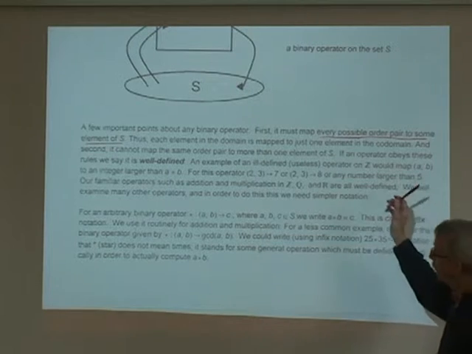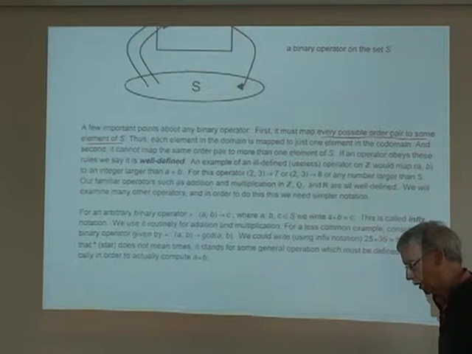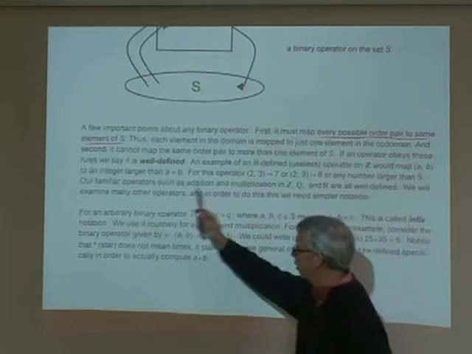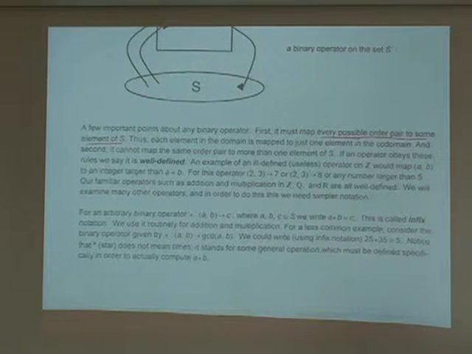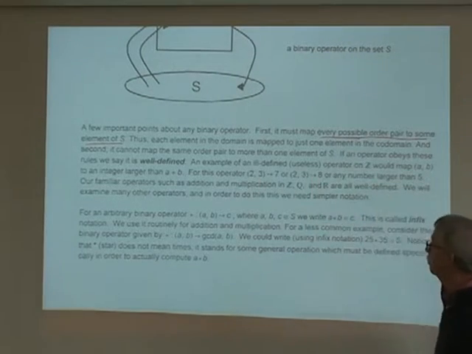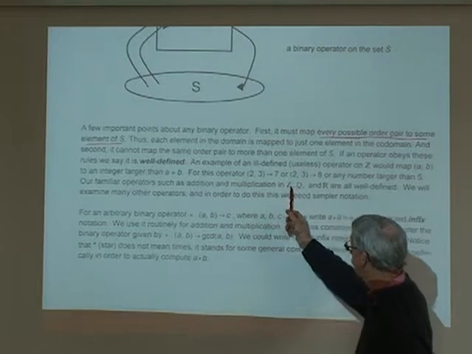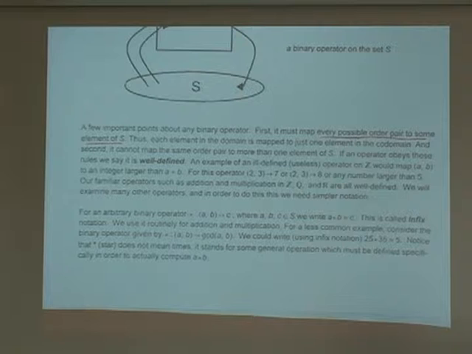So if an operator obeys these properties, we say it's well defined. It sends everybody somewhere, but doesn't send anybody to more than one place. So some examples of useless, ill-defined operators: send AB to some integer larger than A plus B. That's ill-defined because there's lots of different possible answers for one particular value. 2, 3 can go to 7 or 8 or anything, right? Our regular operators, addition, multiplication, in integers, rationals, and reals, are all well defined. And we'll examine many other operators we already have as we go forward.